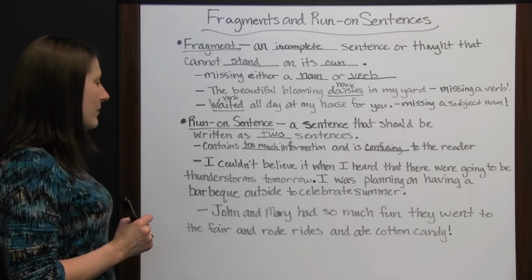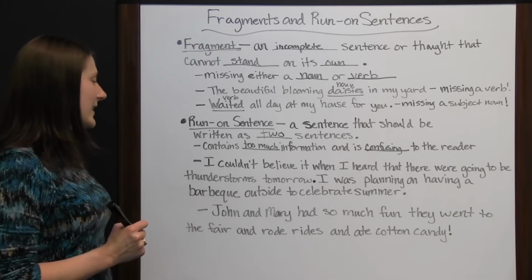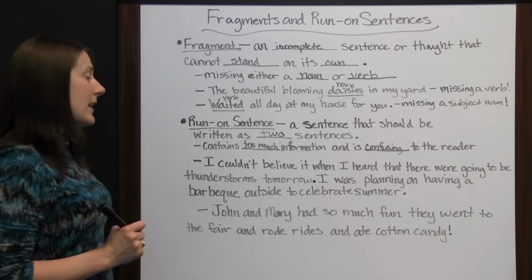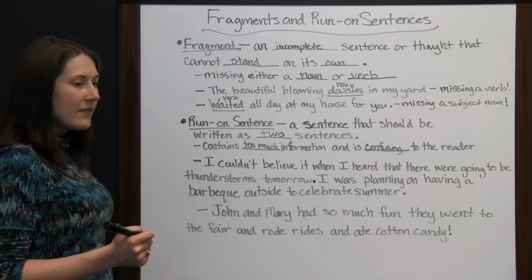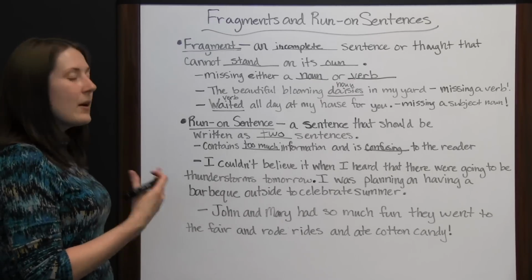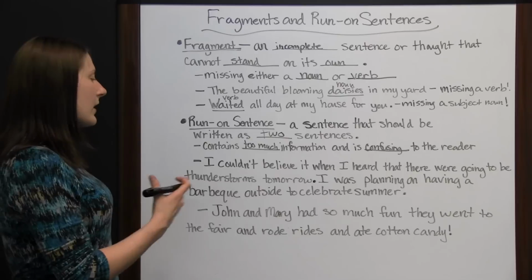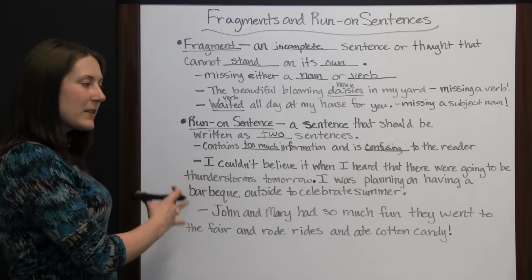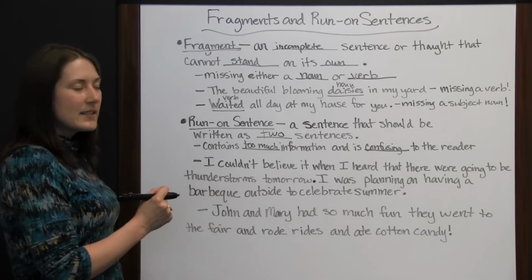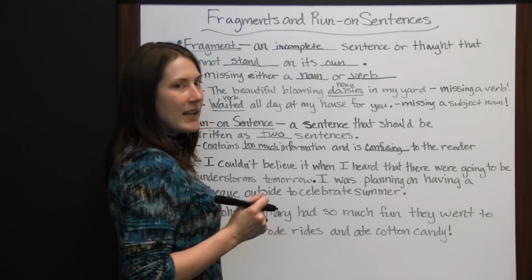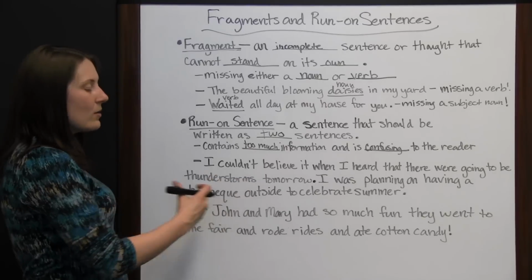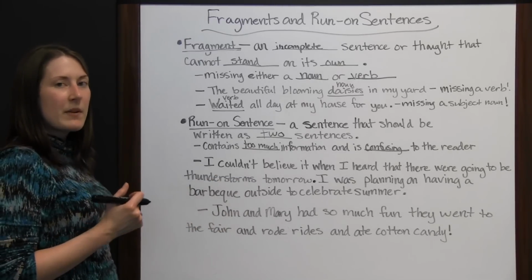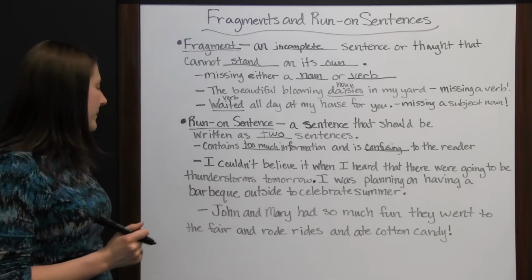John and Mary had so much fun they went to the fair and rode rides and ate cotton candy. Now this one, we need to find where we need to split it up. We have another run-on sentence. We've got a lot of actions, but we need to see where we could split it up to keep the subject and verb of one sentence and the subject and verb of a second sentence and make it two complete sentences. We don't want to split it up incorrectly and leave a fragment somewhere.